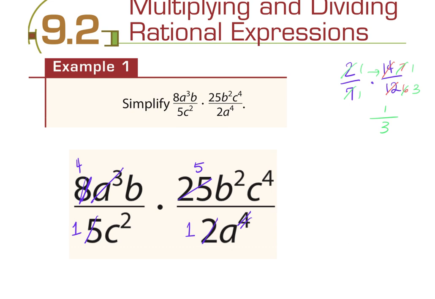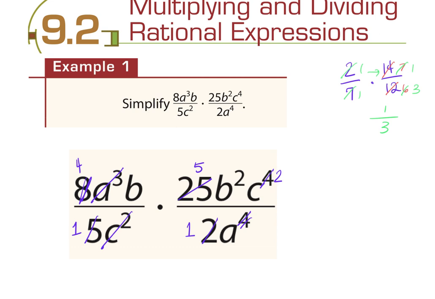My B's: I have B here and B here. Those cannot cancel. They are both on top, okay? You can only cancel top to bottom. However, this C can cancel. Both of those will cancel, and I now only have 2 up here. I'm going to double check and ask, did I cancel everything that I could? And I'm going to go and multiply across.